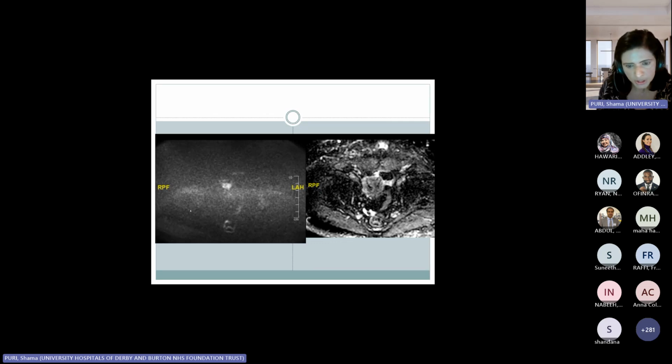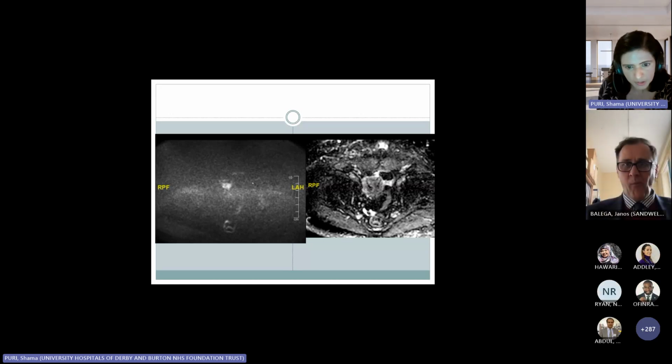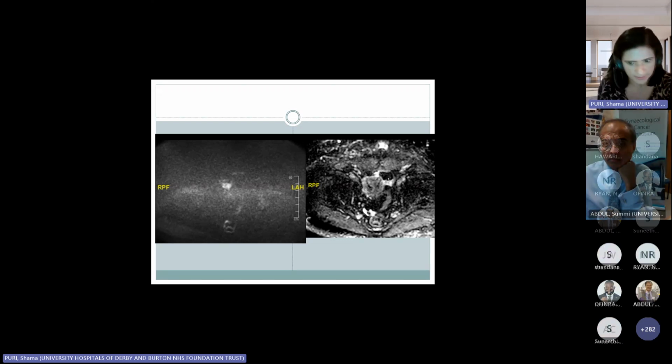No other combination indicates restricted diffusion. If it was bright, that's not diffusion restriction. If it was dark, it's not. If it was the other way around, dark here and bright there, no. So the only way of saying that diffusion is restricted is when it's bright on DW and dark on ADC.